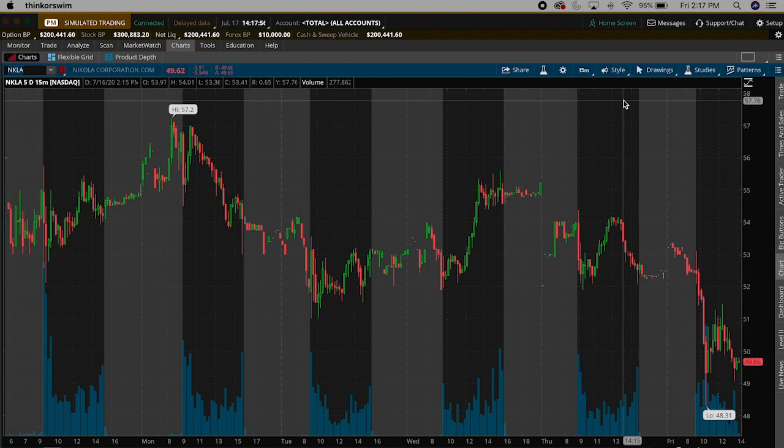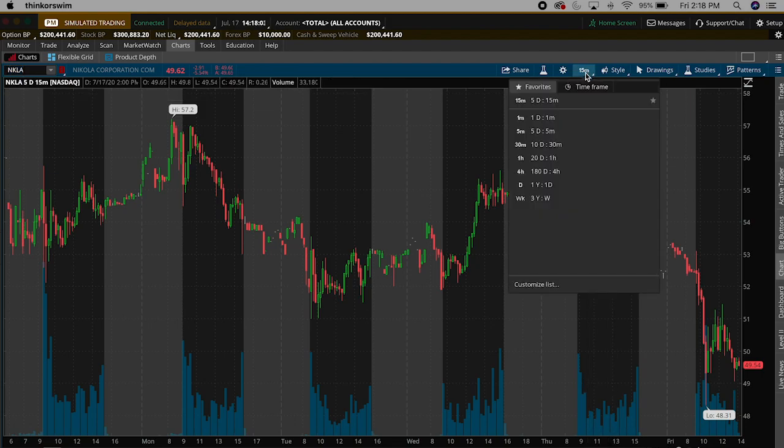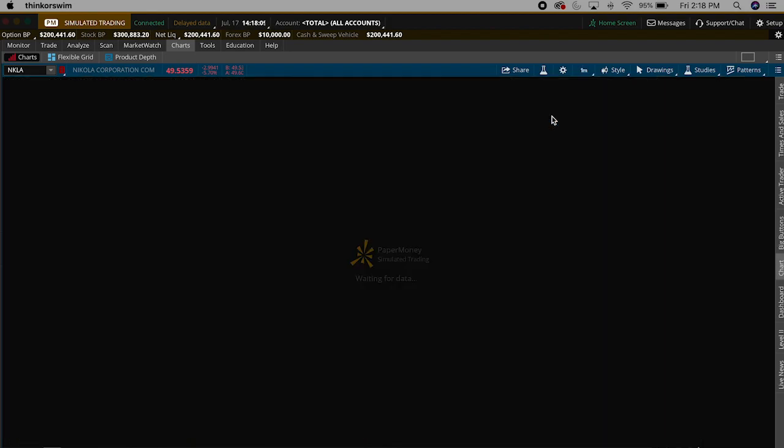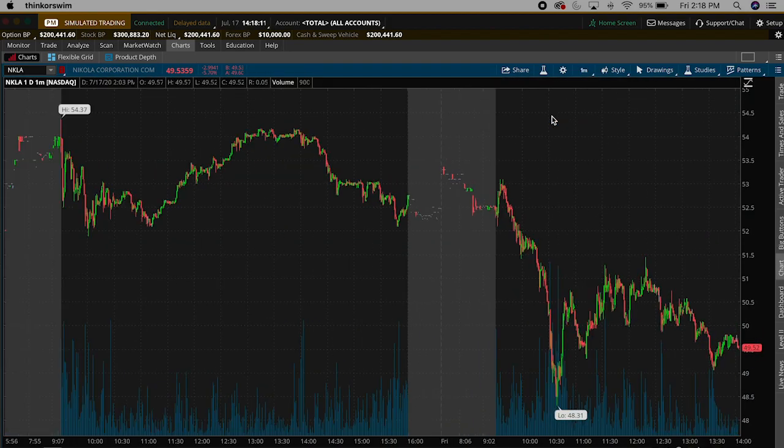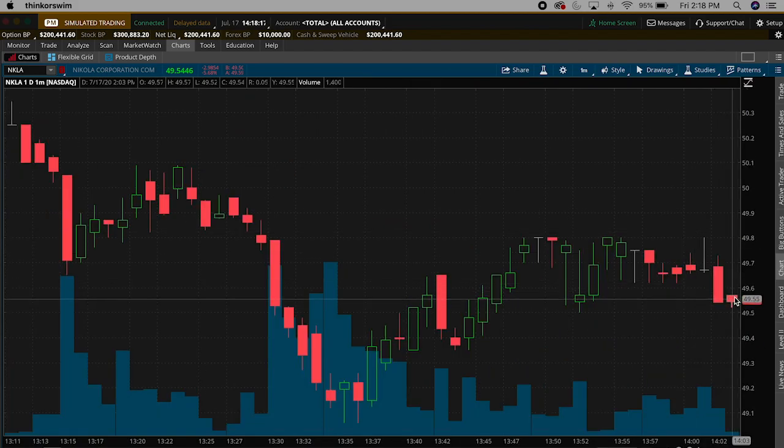Great. So if we go into our time frame, you can see that you can change it to 1 minute, 1 day, 5 day, 5 minute. I always primarily keep it on 1 day, 1 minute. So boom, it looks a lot cleaner now. And then you see how you can't really see where the stock's going. It's just kind of sitting there, and you want to be able to see where it's going to go and predict what it's going to do.